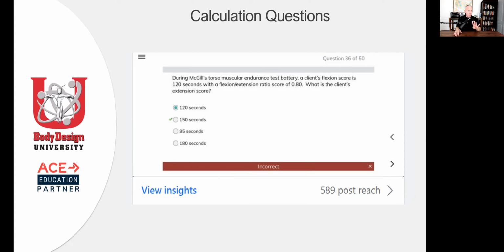So there's 4 scores in the McGill's test. Now, this is rote memorization. This is the stuff that you write down when you're going through the textbook. There's 4 scores, McGill's test. One is flexion, one is extension, one is left side, one is right side, the bridge or the plank. And that's it. There's 4 scores that you get.